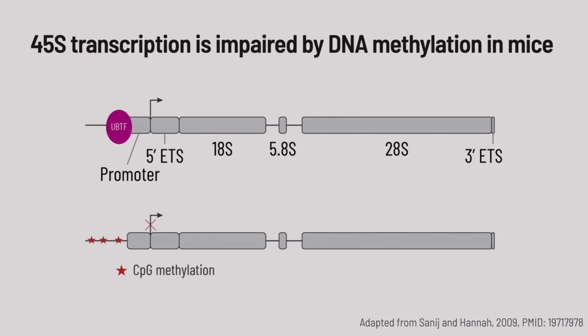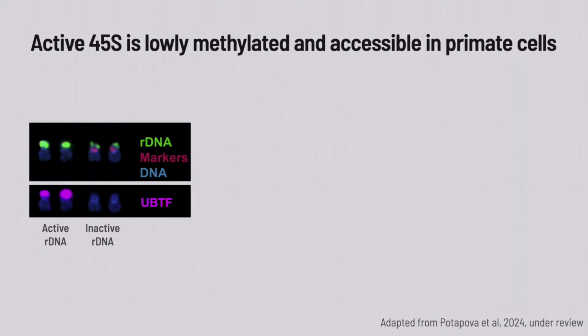And then work done in mice revealed that DNA methylation in the context of a promoter can prevent UBTF binding and then will block transcription. And this led people to believe that UBTF is incapable of binding methylated DNA. And our lab has contributed to this story even further by looking at primate cells. And I'm going to show you a simple example of what our lab has found, specifically in human cells.